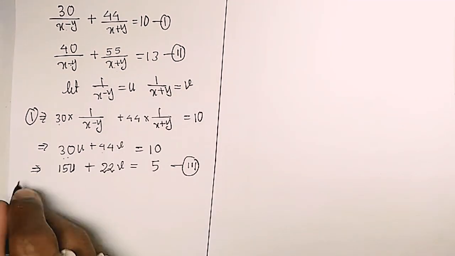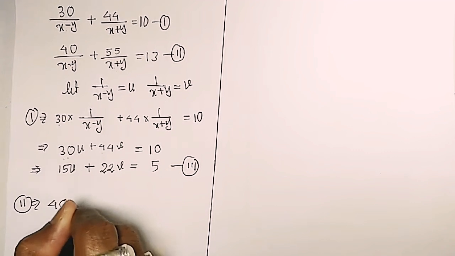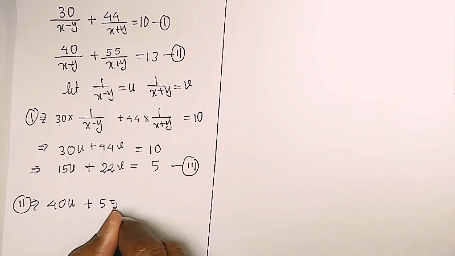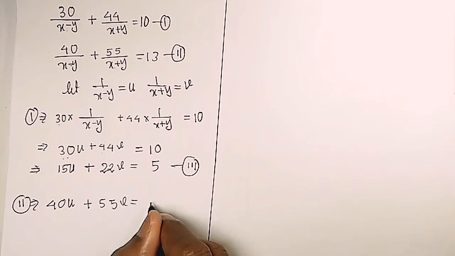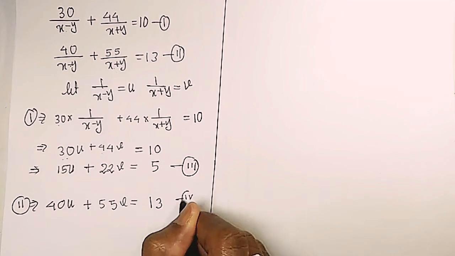Similarly, equation 2 becomes 40u plus 55v equals 13. Give it equation 4.